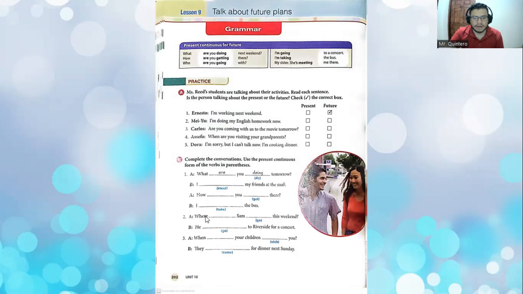Where is Sam? Estamos hablando de Sam, de él, ¿verdad? Where is Sam going this weekend? ¿Dónde está yendo Sam este fin de semana? He's going to Riverside for a concert.